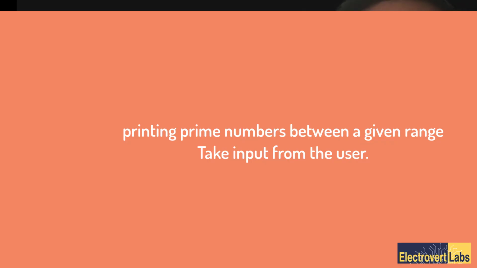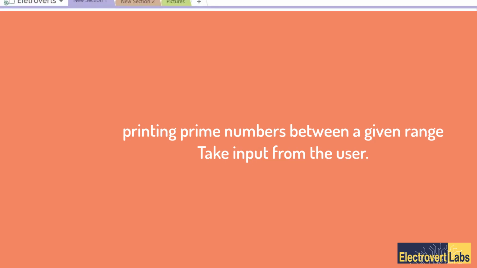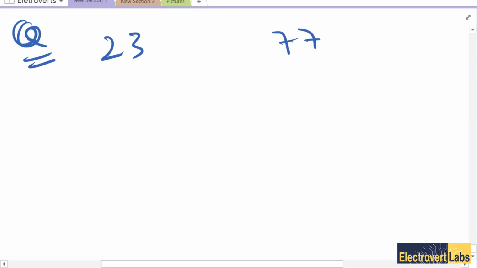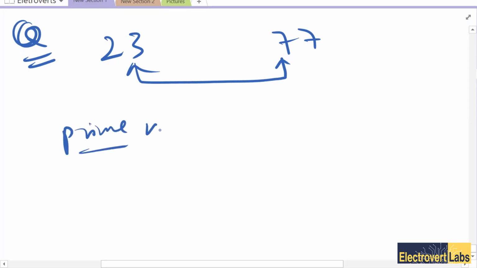Print prime numbers between two intervals. You have to take input from the user, two numbers, and all the prime numbers between those two numbers should be printed by your program. Just take an attempt. So the question is that you take the inputs from the user. For example, if the user gives 23 and 77, all the prime numbers between 23 and 77 should be printed. Now, for doing this program, we have to understand what is a prime number. A prime number is a number that has only two factors, 1 and itself.